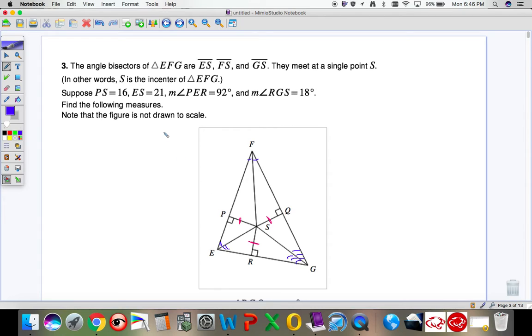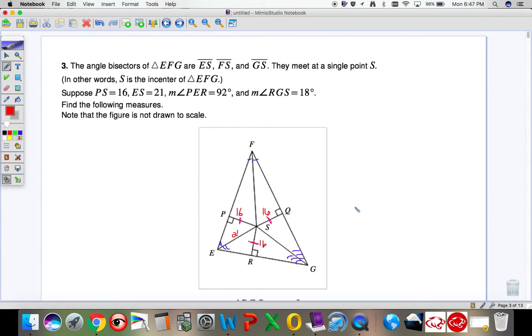All right, and now it says suppose PS is 16. So I'm going to just go red. PS is 16. So what I'm going to do right now is fill in 16 for all these other pieces because they're all congruent. That's how important it is to know your definitions. ES, that's this little piece, is 21.